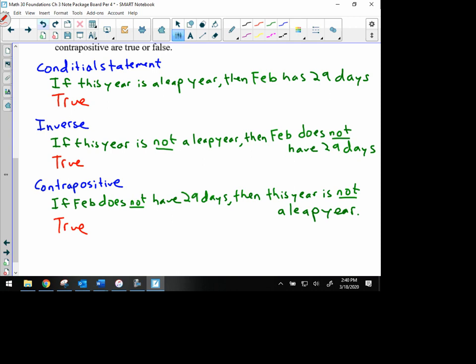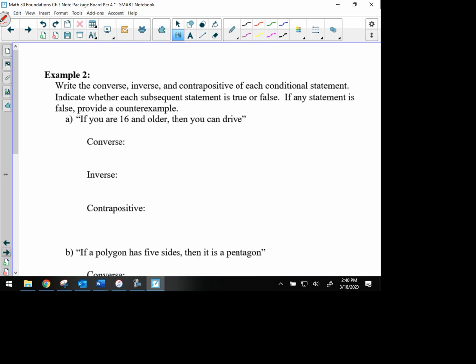In the next one, though, in example 2, we're going to come back and look at that conditional statement again from 3.5. This is the conditional statement given to us at the beginning. If you are 16 and older, then you can drive. What it says is to say whether or not it's true or false, and then also to provide the converse, inverse, and contrapositive, all the while stating whether those are true or false.